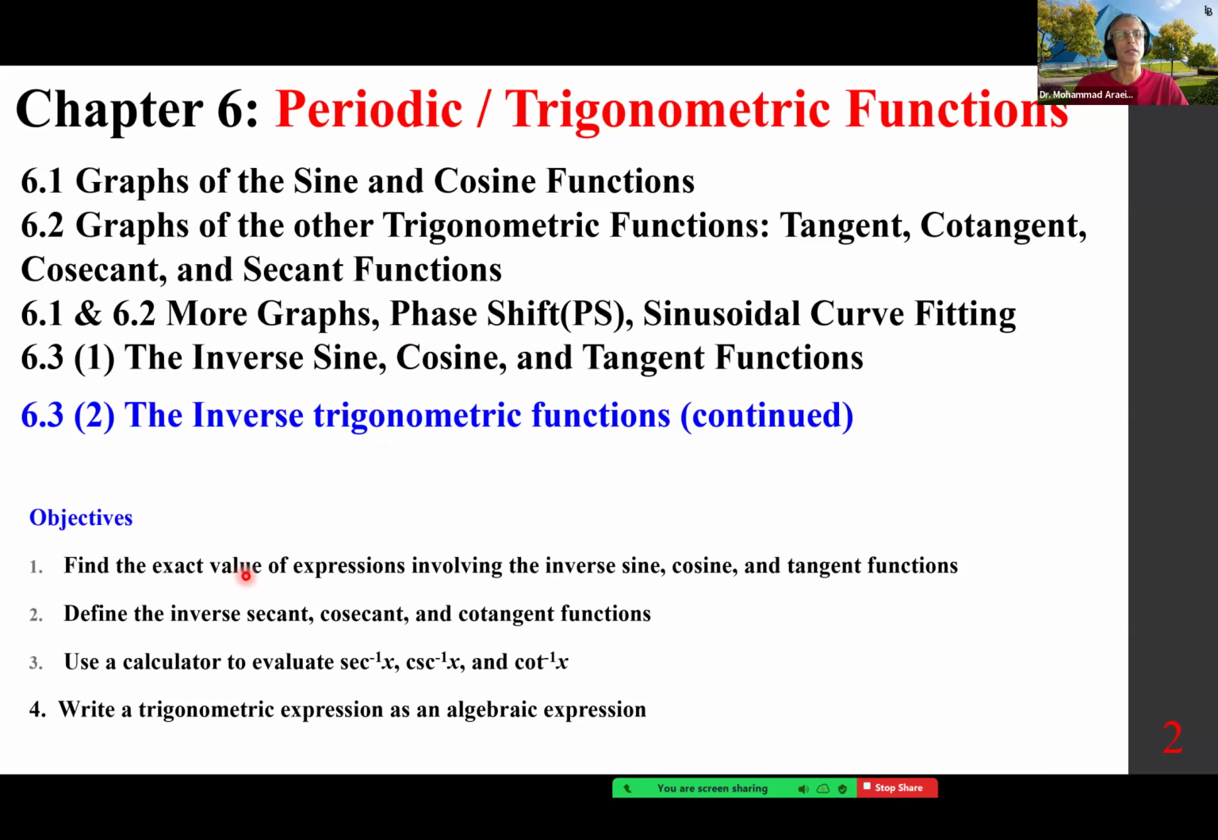The objectives are to find the exact value of expressions involving the inverse sine, cosine, and tangent function. Define the inverse secant, cosecant, and cotangent functions. Use a calculator to evaluate those. Write a trigonometric expression as an algebraic expression.